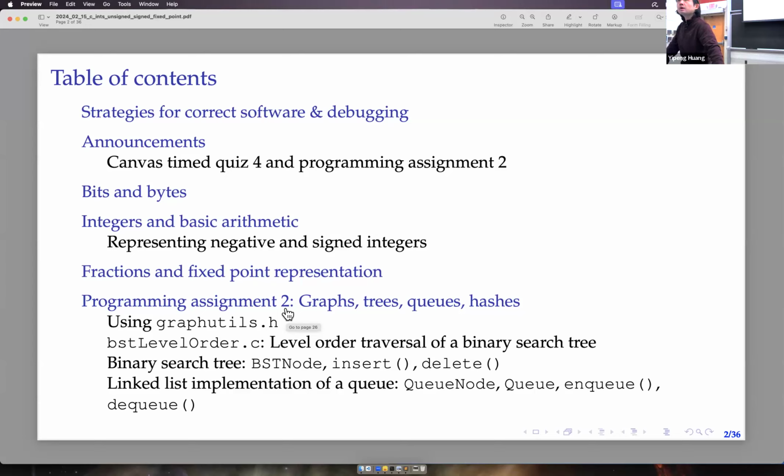Where are we heading with all this? So we're heading toward 3 weeks now until spring recess. The things that we want to get done by spring recess: let's make sure we're done with studying data representation, so integers and floating point. And also the third programming assignment is going to be collected before spring recess.